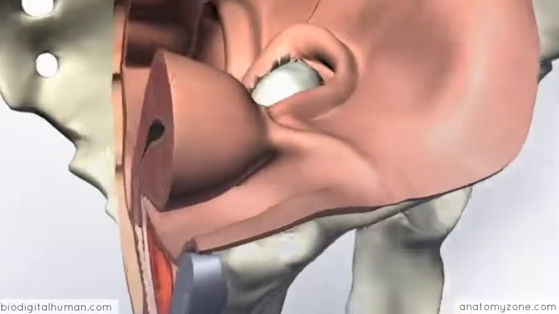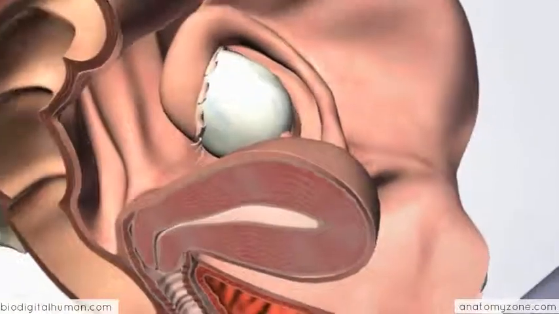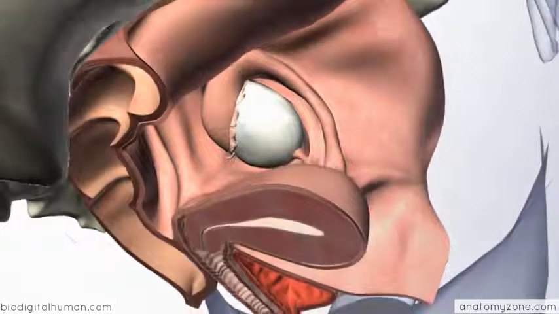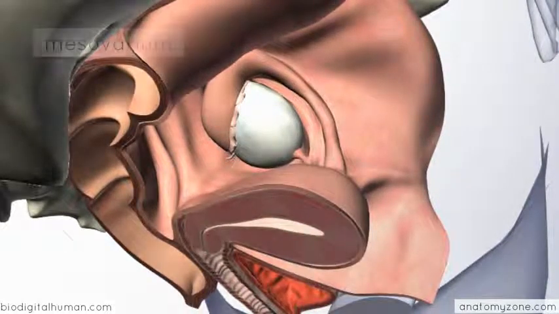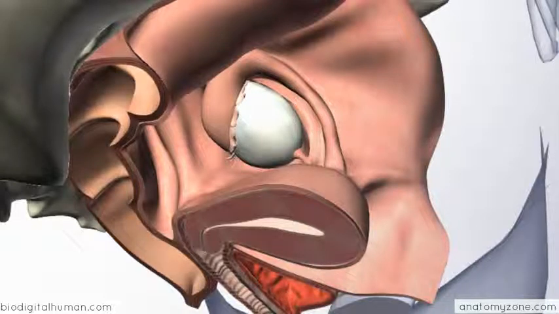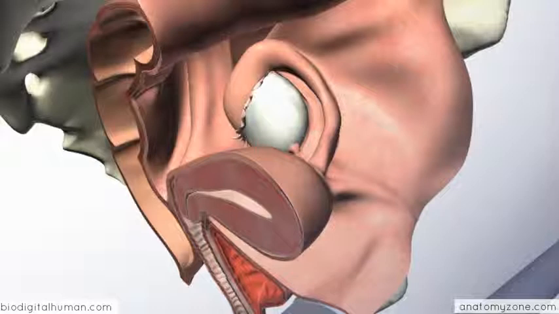So now moving on to the ovaries. I mentioned before that the ovaries are attached to the posterior aspect of the broad ligament by something called the mesovarium, which is essentially a fold of the broad ligament which suspends the ovaries in the intraperitoneal space. The ovaries actually have two attachments, or two ligaments.